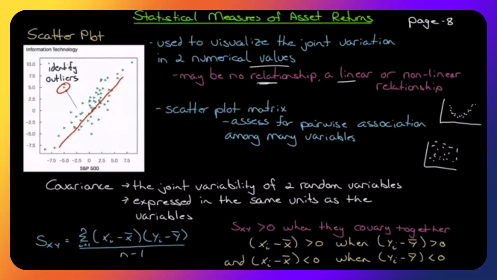If we try to capture it in a measure of linear association, though, it's not going to do a very good job. Scatterplot matrices are used to assess pairwise correlations among many variables. So let's say that we had 5 different variables. You would have a scatter plot for every pairwise association. So variable 1 and 2, variable 1 and 3, variable 1 and 4, variable 1 and 5, variable 2 and 3, 2 and 4, 2 and 5, etc.